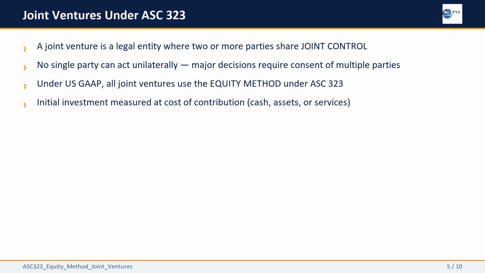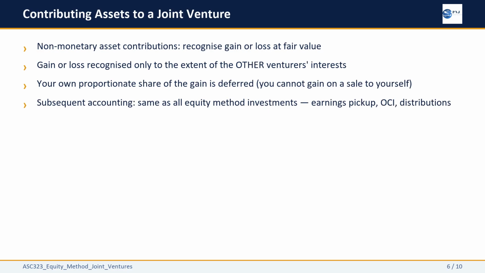Let us look at what happens when you contribute non-monetary assets. The surprising part is what happens when you contribute a non-monetary asset, such as property or equipment, to a joint venture. You are effectively selling a portion of that asset to your co-venturers. So you recognize a gain or loss on contribution, but only to the extent of their ownership interests. You cannot recognize a gain on the portion you still effectively own through the joint venture.